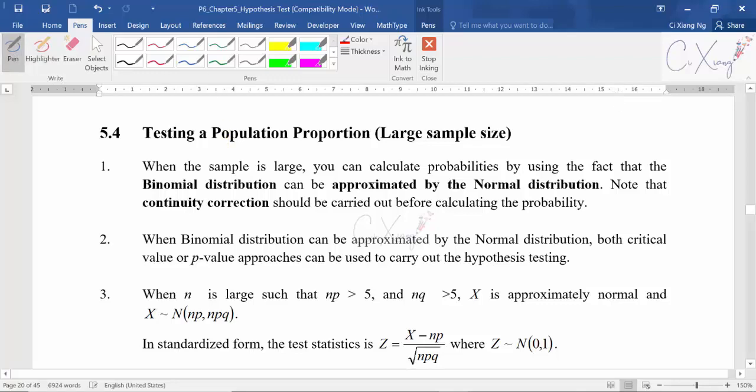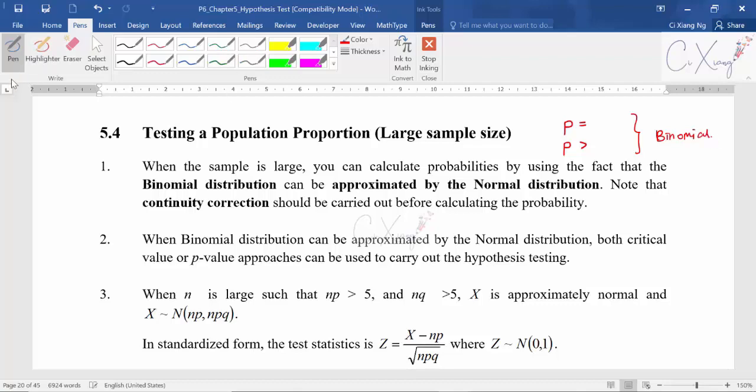All right, so when you want to test the population proportion, p equals to something or p greater or not equal to something, then generally when the sample size is small, you are using binomial distribution to run the test, right? Okay, so for today, we are going to focus on if you are having a large sample size, then how are you going to run the test for the population proportion?